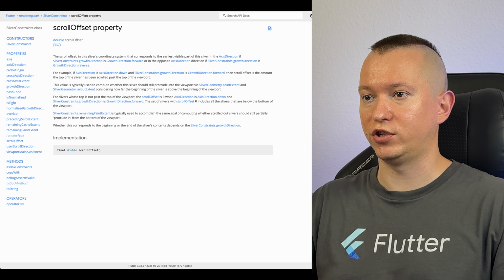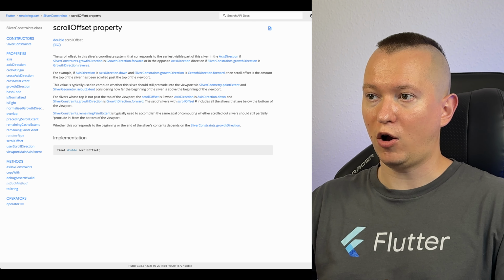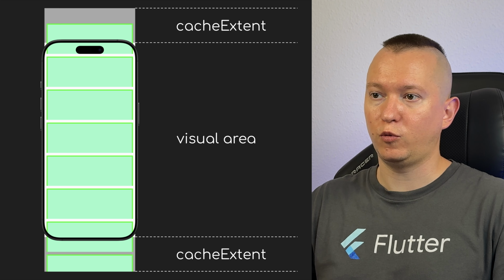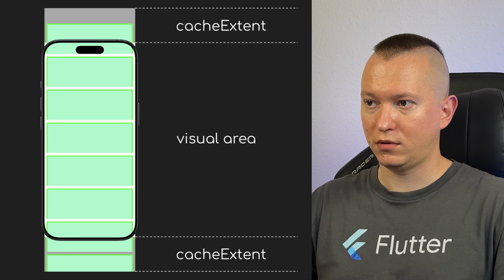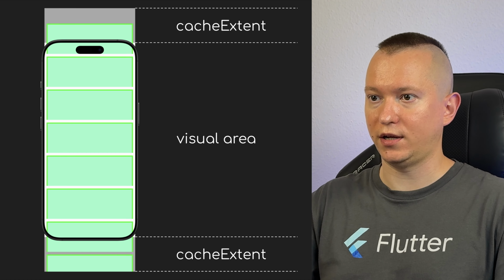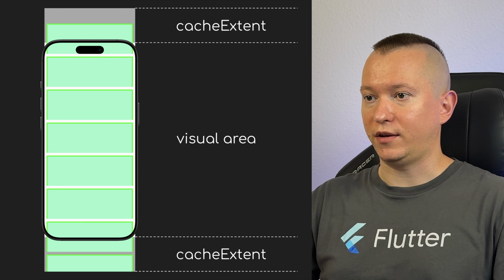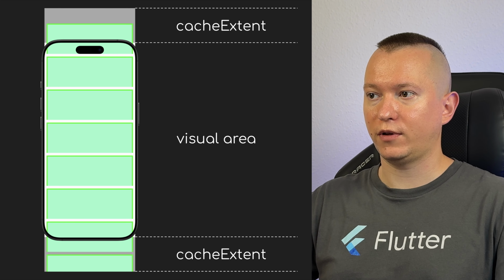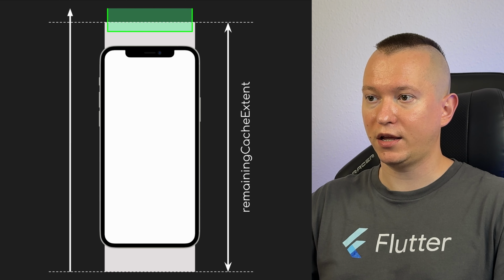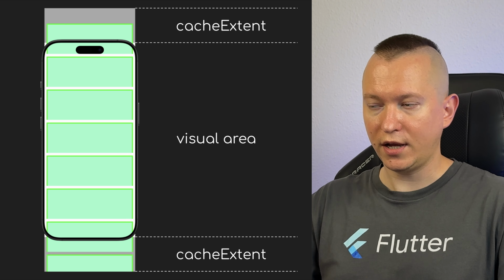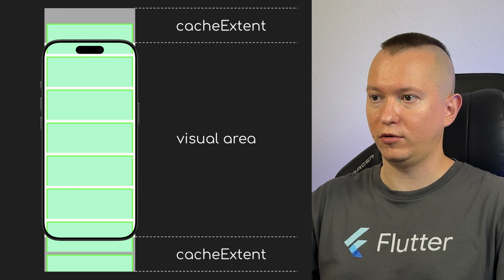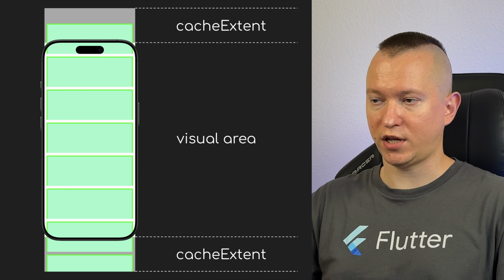That's why cacheOrigin quite literally defines how much space before that visible part still needs to be laid out. And if we return back to the definition, where the scroll areas start related to the scroll offset, the cache area that was mentioned there is not the cache area of the viewport, but the space described by remaining cache extent. It is always negative or zero and will never exceed the cache extent absolute value. Let's explore it with schemas.